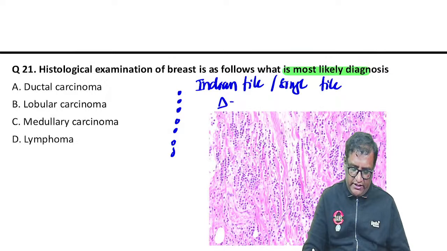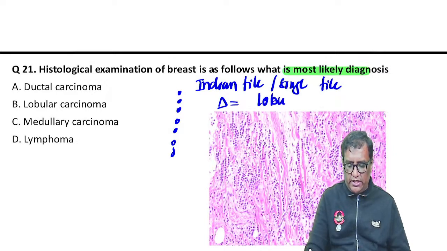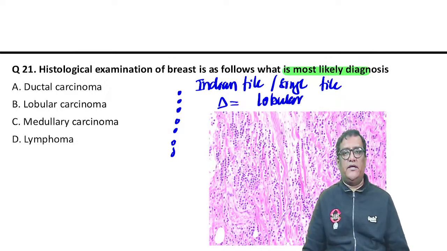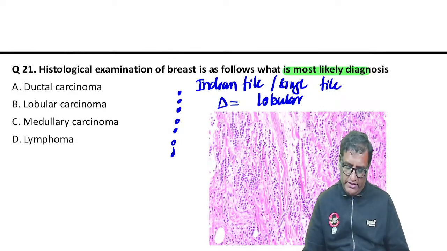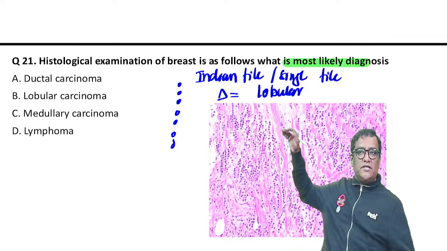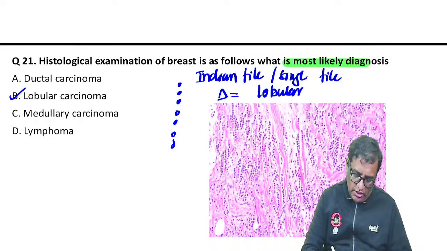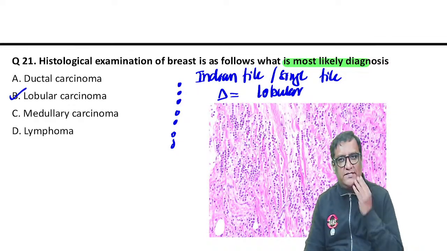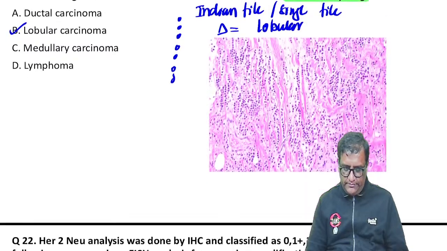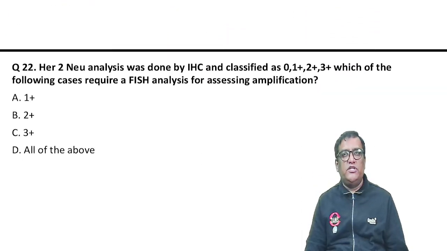This is very characteristically seen in lobular breast carcinoma. Look at this, these are all single file pattern. Yes, very good. Lobular carcinoma of breast. Next, question number 22.